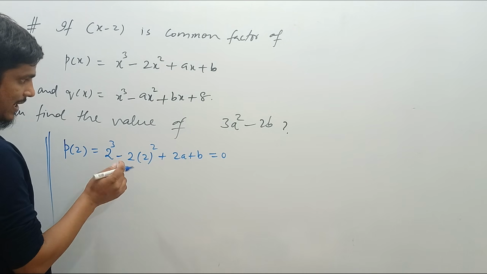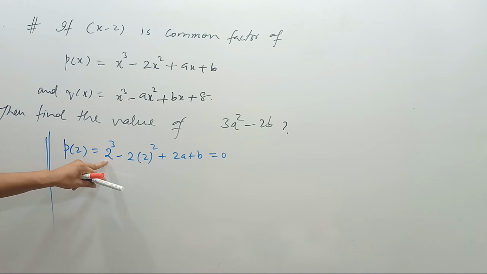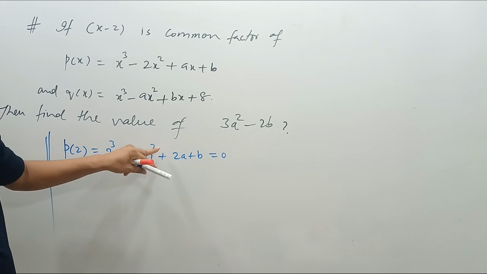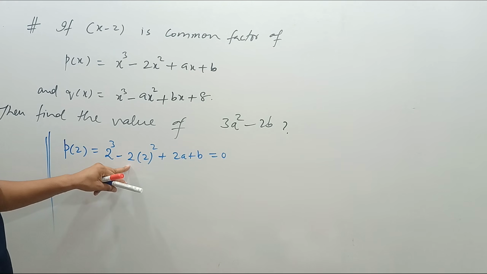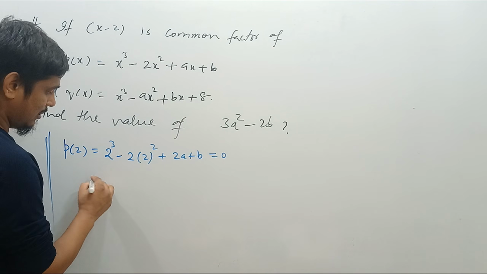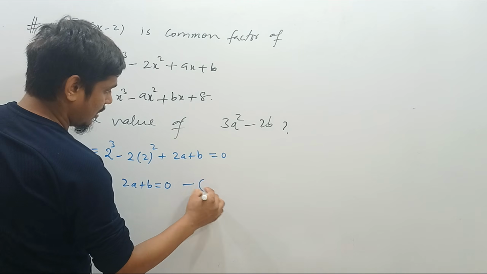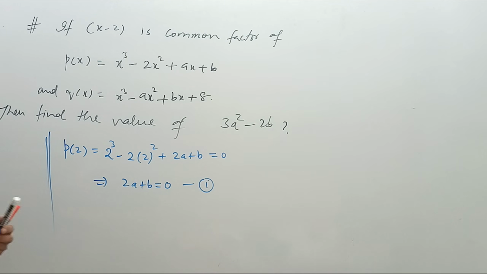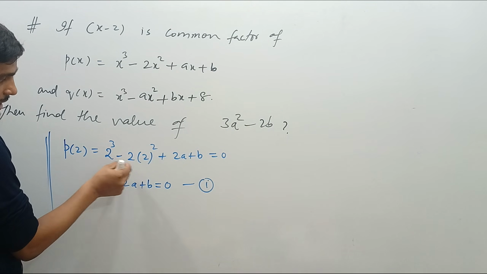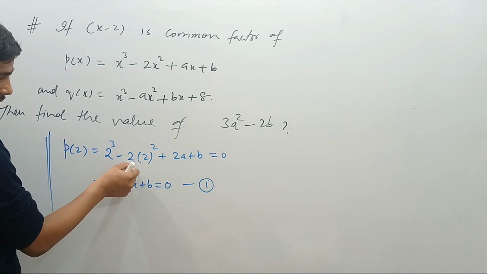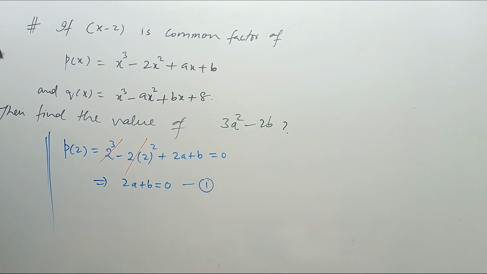So once we simplify this, we can get this as 2 power 3 is 8 minus 2 power 2 is 4 times of 2 is 8. Means this part got cancelled, so we are left with only 2a plus b is equal to 0. This is equation number 1. See, once you simplify this, you'll get this value as 8, and over here 2 power 2 is 4, 4 times of 2 is 8, so both got cancelled.